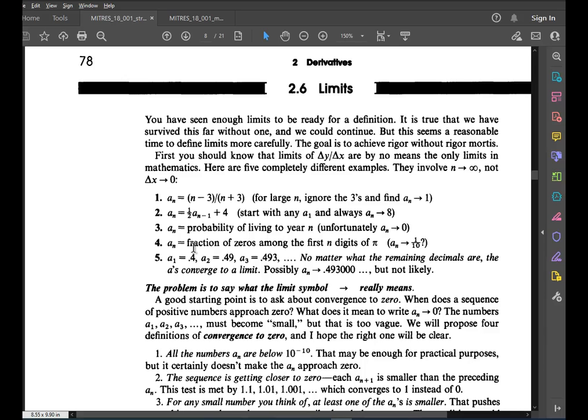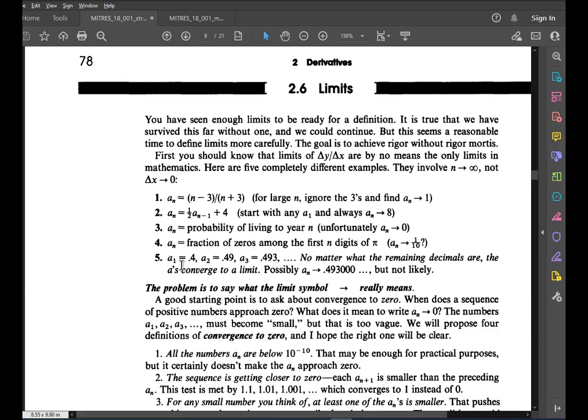Okay. Then here it says the fraction of zeros among the first n digits of pi. Now, you know that the digits of pi are random, so there should be lots of zeros, and no matter how far out you go, you're going to find zeros. This one's a little hard to analyze. Let me skip this one.